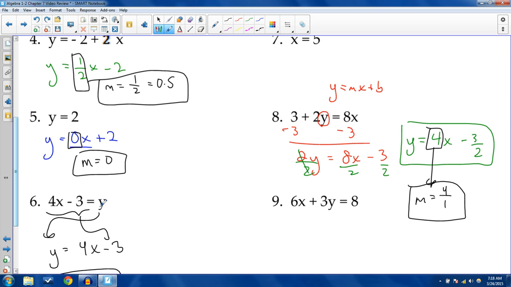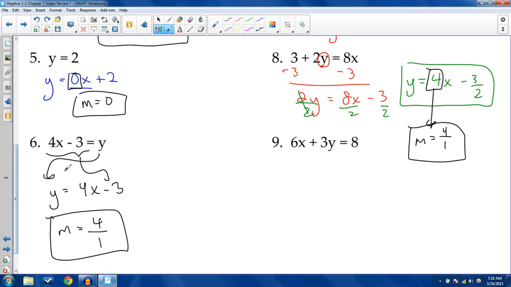Not that we are yet at that point, but if I were to look at number 6 and number 8 here, and I were to graph them, these would be parallel because they have the same slope and they cross at a different y-axis, which means they are not the same line.